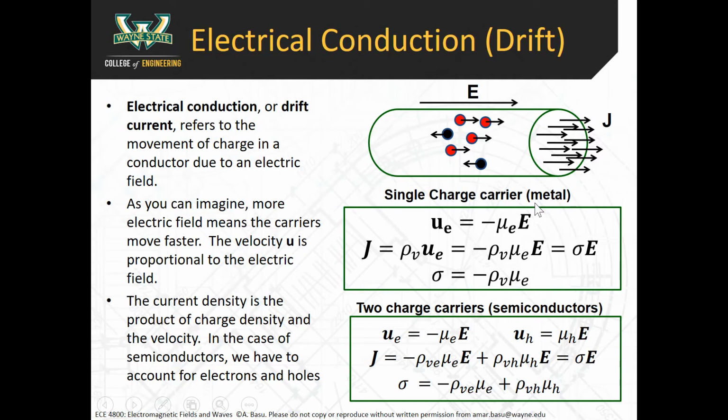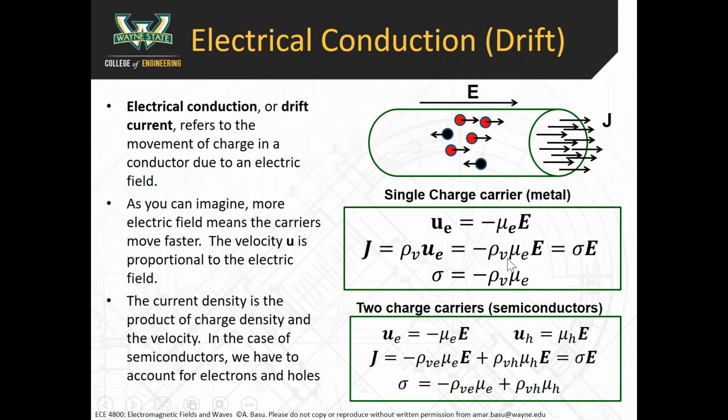So let's start off with a single charge carrier, a metal. In a metal, we're talking copper, silver, gold, electrons are the charge carrier. The velocity of those charges is described by this nice compact equation. U is the velocity. U is equal to the mobility times the electric field. And why is there a negative sign here? Because the electrons move in the opposite direction as the electric field.